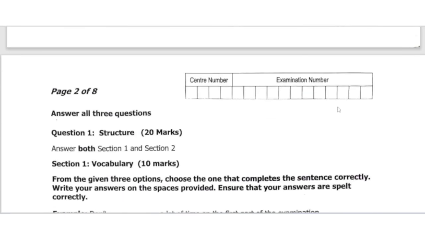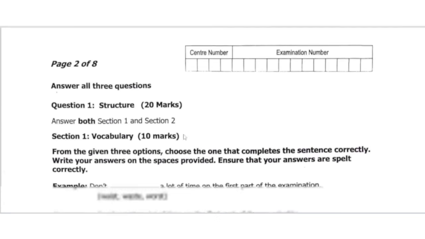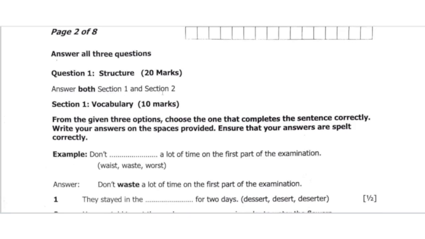So we have got questions here, and we are starting with question 1, which is structure. It has got 20 marks. Answer both section 1 and 2. Okay, vocabulary, that is 10 marks. When you answer all the questions in this section, you're going to get 10 marks. Remember there are 20 questions. That means every correct answer will attract half a mark.